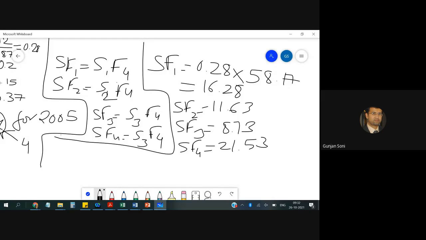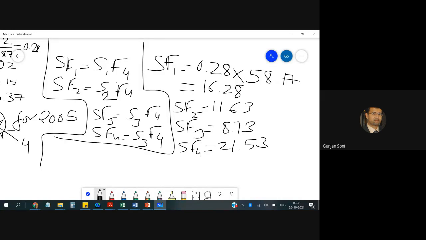Sir, how did we calculate SF4? SF4 will be the S4 value, that is 0.37, multiplied with 58.17, just like how we calculated SF1, SF2, and SF3. Okay, sir. So this is another way of calculating the forecast.